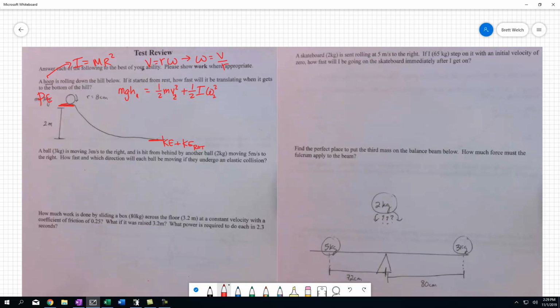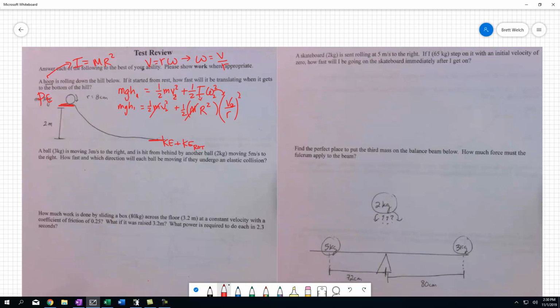I'm going to do a couple of substitutions. mgh1 equals 1/2 mv2 squared plus 1/2 I omega squared. For my I, I'm going to plug in what the moment of inertia for a hoop is, which is just mr squared. And then omega, instead of writing omega, I'm going to write V over R, and that has to be squared as well. So you can kind of imagine, and this would be V2. Kind of imagine those two substitutions.